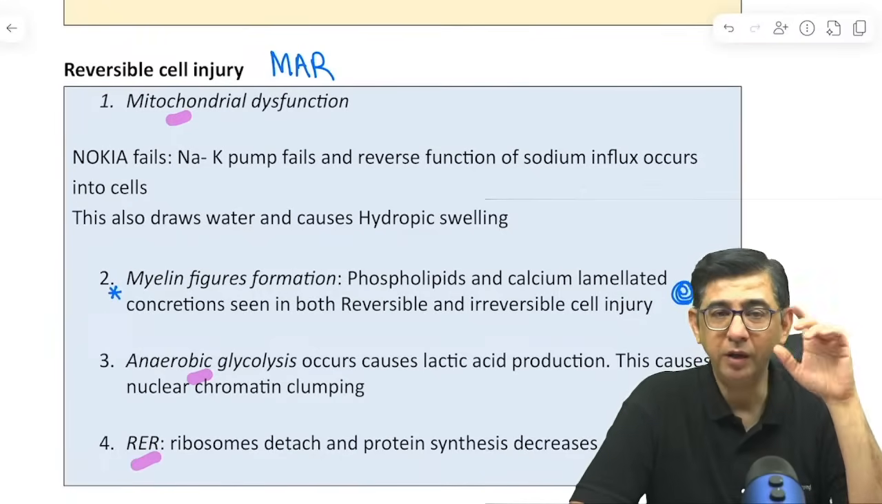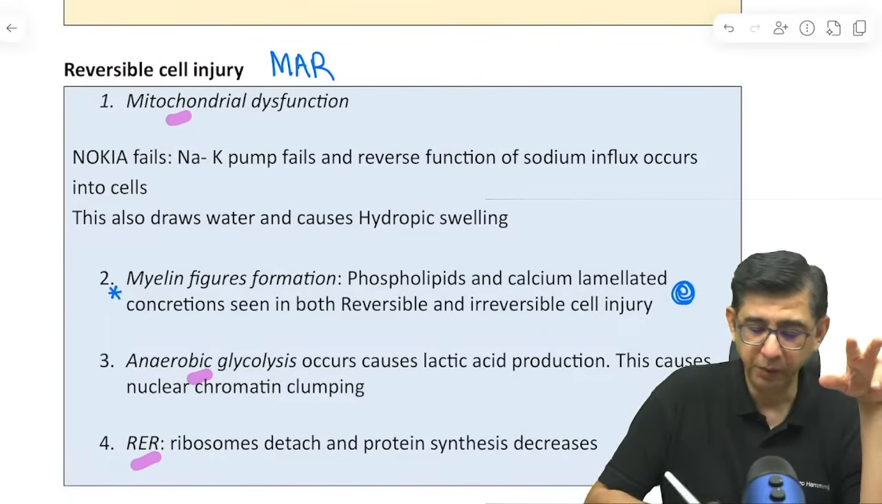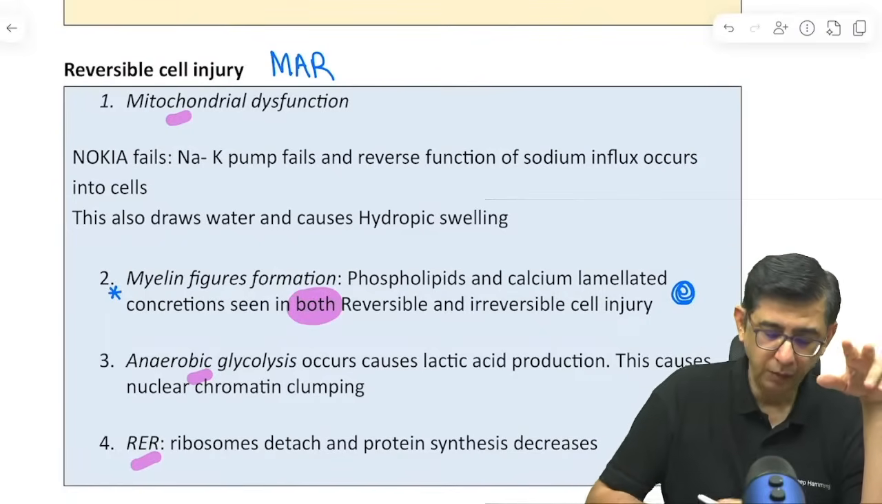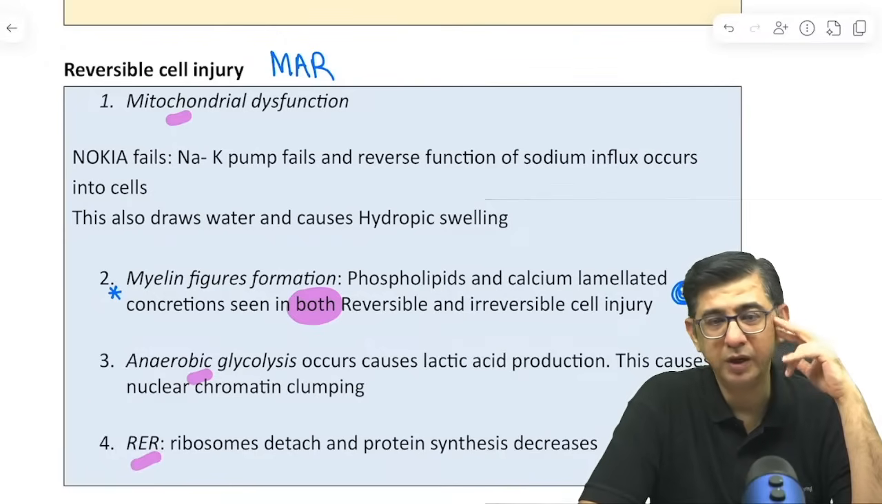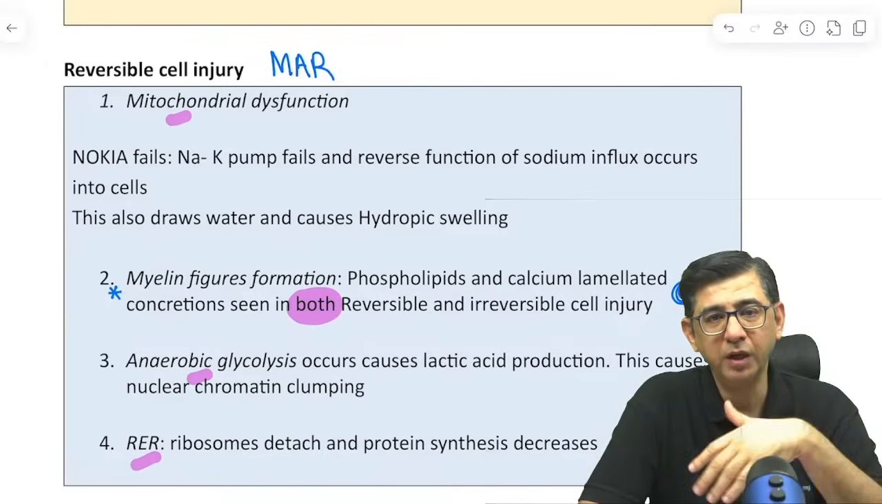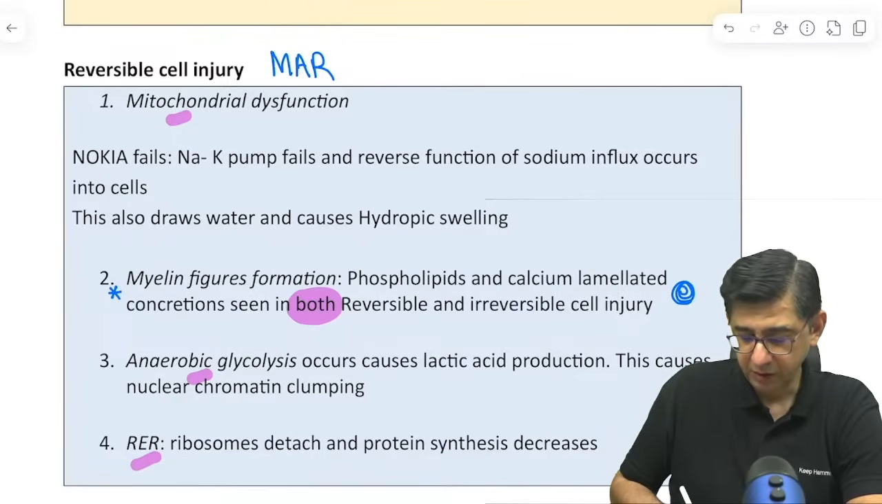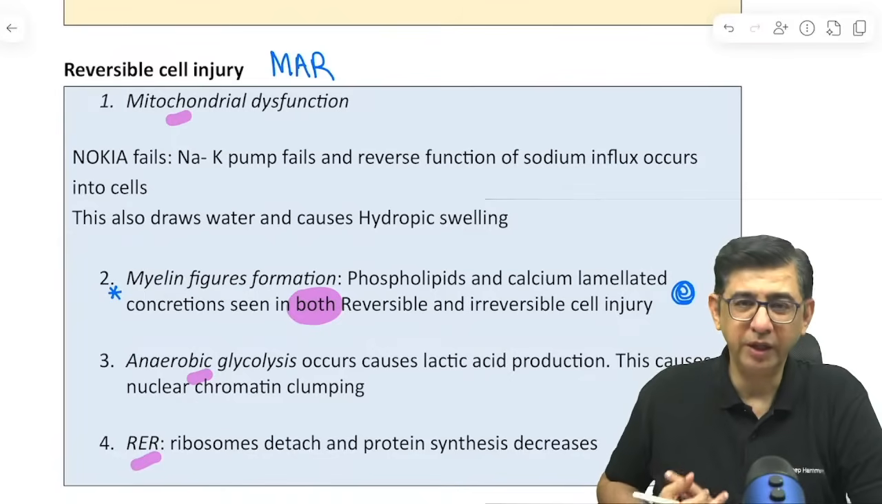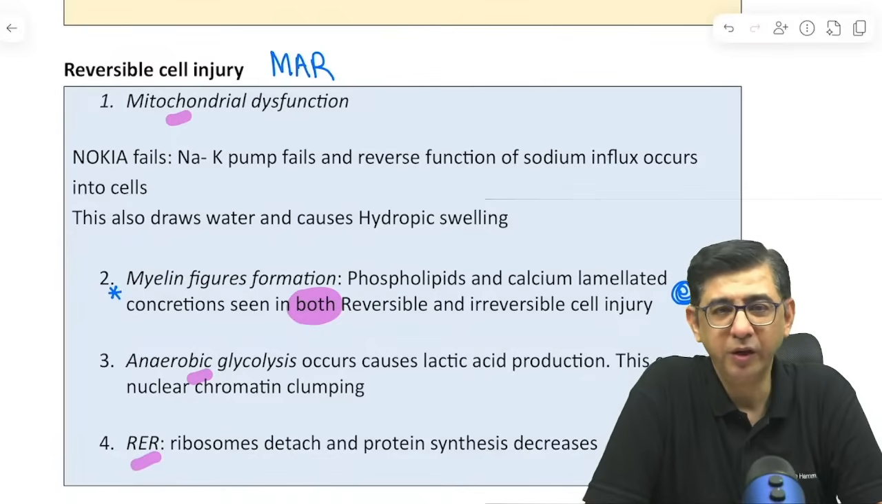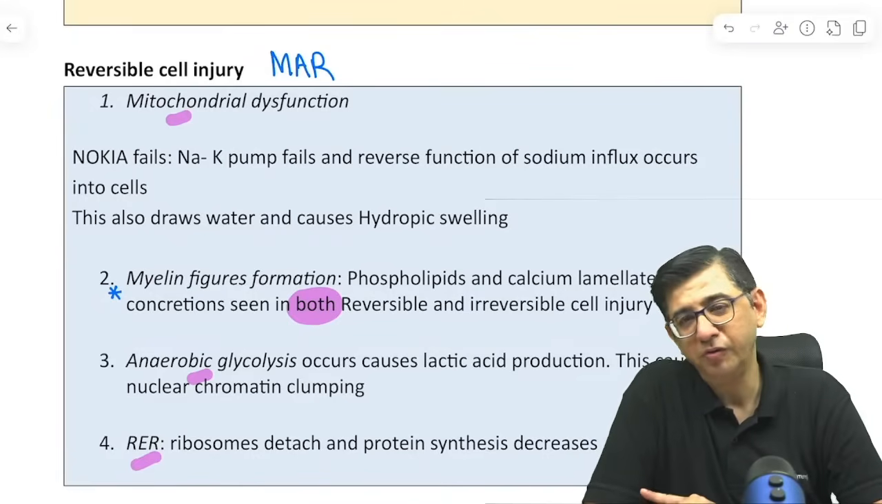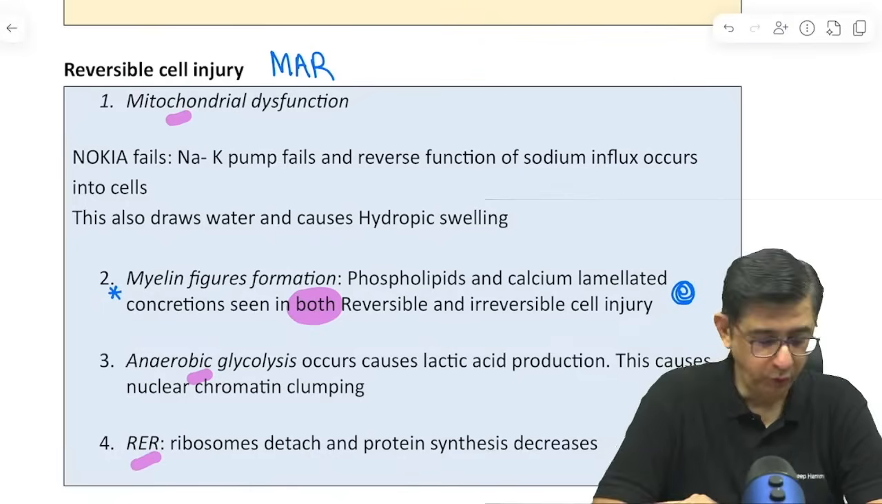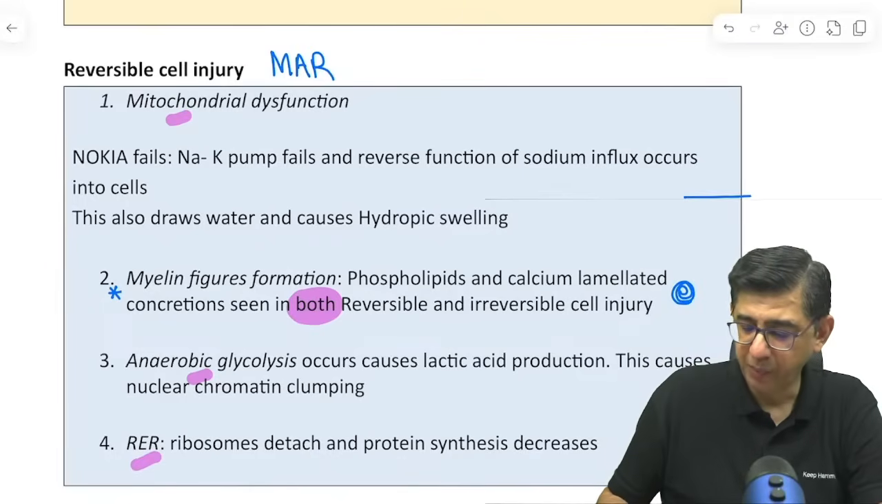Myelin figures do not come in this, because myelin figures are found in both. Myelin figures are concentric lamellations that would be found in both reversible and irreversible cell injury. So it is mitochondrial dysfunction, then anaerobic glycolysis, and then there are two types of endoplasmic reticulum, smooth and rough. The smooth one is for cholesterol synthesis, the rough endoplasmic reticulum is for proteins. So the rough endoplasmic reticulum would be damaged and the protein synthesis will decrease, and this pump will basically fail.